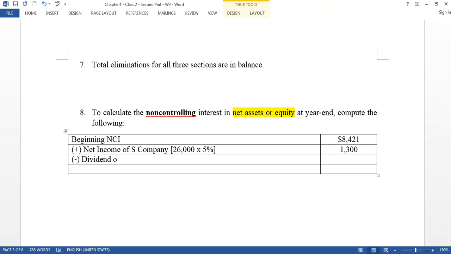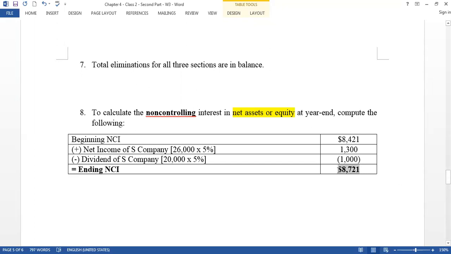And dividend of S company. S company declared a $20,000 dividend times 5%. 5% is the NCI dividend, and dividend is minus, you know that. Dividend is minus $1,000. Now, after that, we should have the ending balance. Ending NCI, and you can see that it is 8,721.